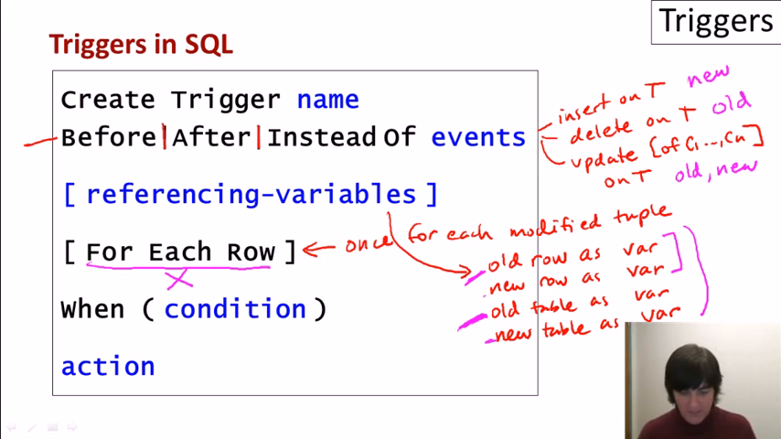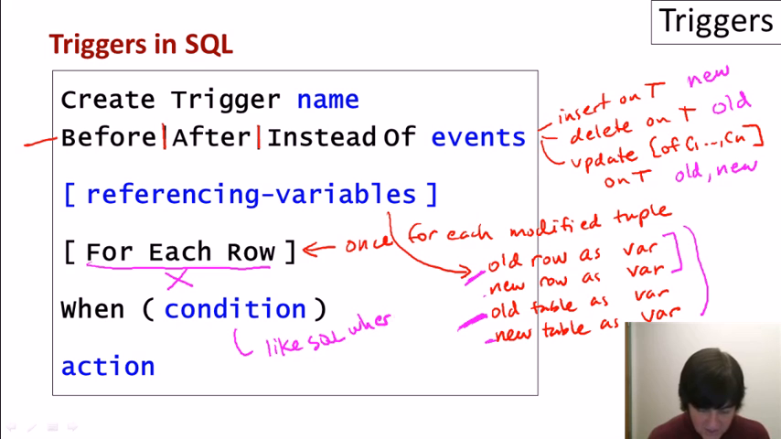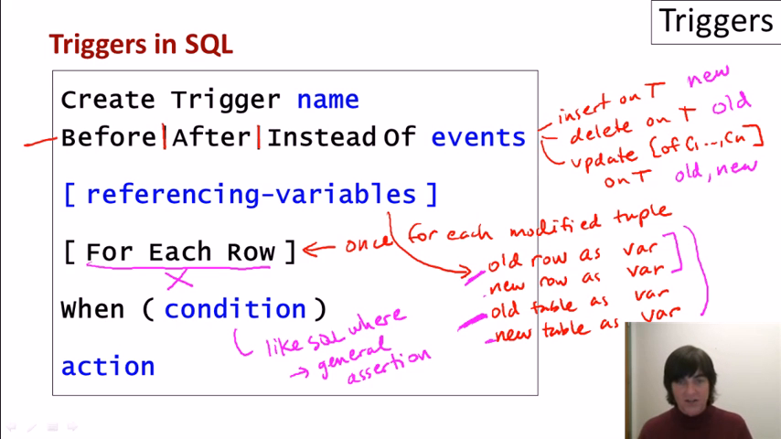Fortunately, the last 2 are a little bit easier. The condition here is like a SQL where condition. It's going to test a condition on the database, and if the condition is true, then the action will be performed. Actually, what this is really like is a general assertion. We saw there were certain ways of describing conditions that are on entire databases, and we'll see a number of examples. And finally, last of all is the action.